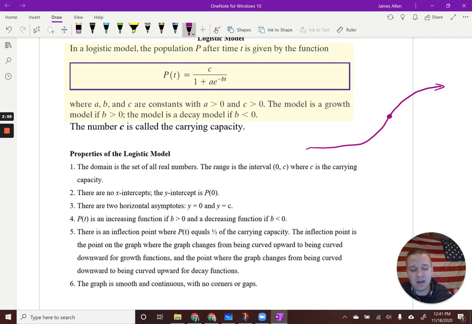Either take a screenshot, write it all down, or pause the video if you need to, because we are moving on to an example.